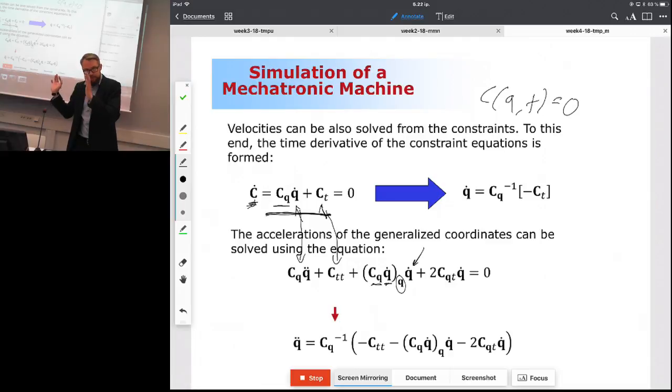We will practice that in a second. And then I have here one more component where there's a Jacobian matrix that is then differentiated with respect to time. And then that's multiplied by velocity of generalized coordinates. That's the one you can then use to solve accelerations. All right.